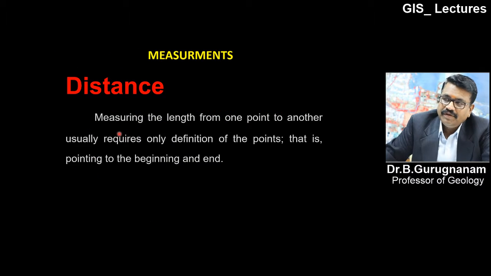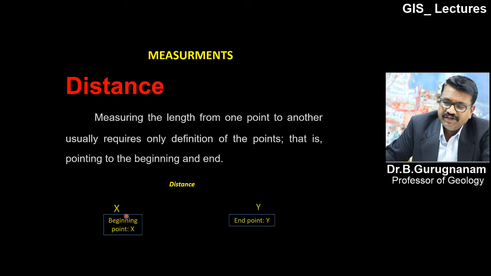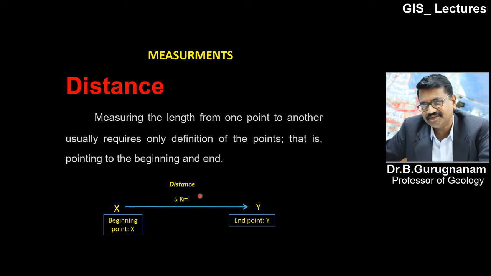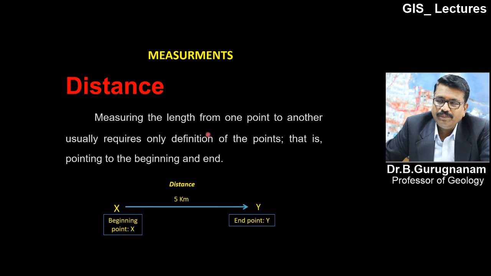And normally measurement is the measurement of the distance between x and y. This is the beginning point at x and the ending point at y. If I start digitizing from here to here, if I superimpose it over the real Earth system, it will automatically give the distance. Measuring the length from one point to another usually requires only definition of the points, that is, pointing at the beginning and pointing at the end.